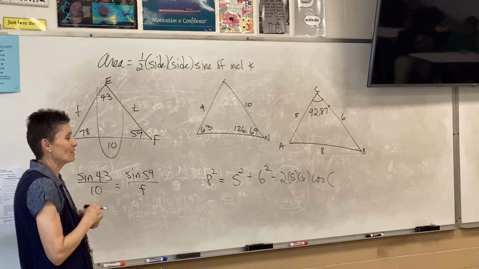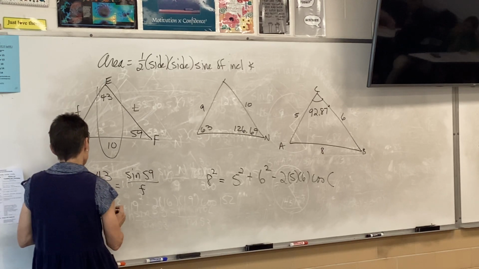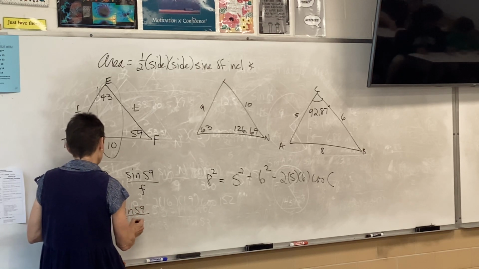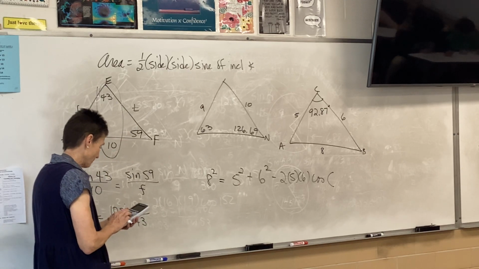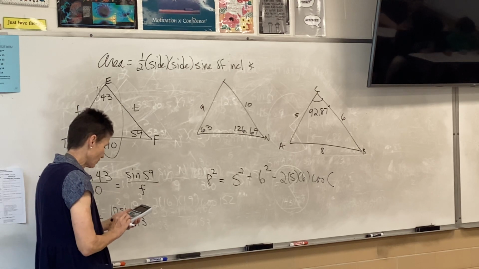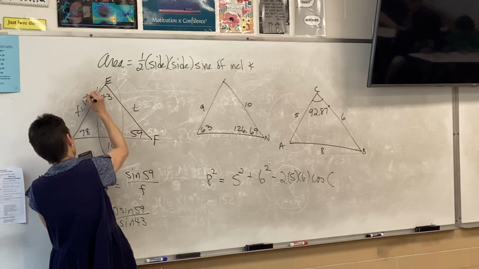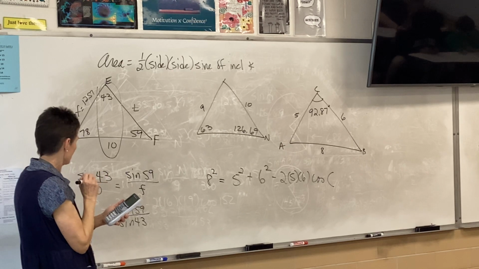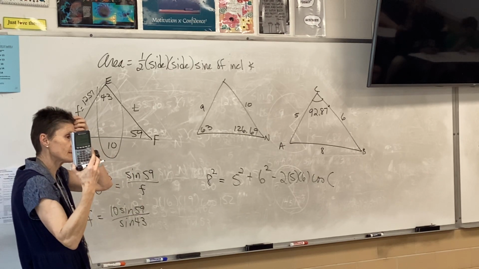All right, so here we go. We're going to find side F. So we're going to cross multiply and divide. So let's see what we get. 10 sine 59 close parentheses divided by sine 43. I got about 12.57. Is that right? Yeah. Now I'm just going to hang on to that for a second, it's still here on my calculator.